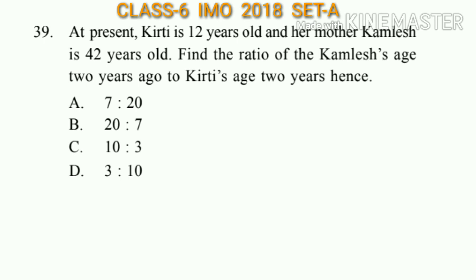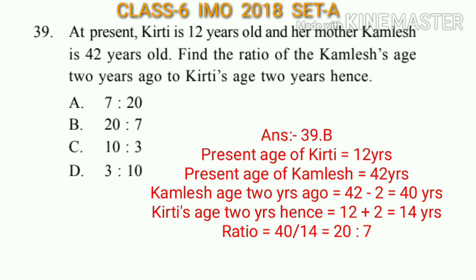Kirti's present age is 12 years and her mother's present age is 42 years. And Kamlesh's age 2 years ago, that means 42 minus 2, it will be 40 years. And Kirti's age 2 years hence, it will be 12 plus 2, which is 14 years. So the ratio will be 40 divided by 14 will get 20:7, which is option B.